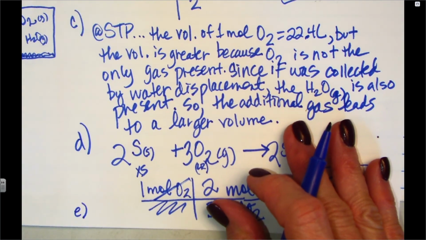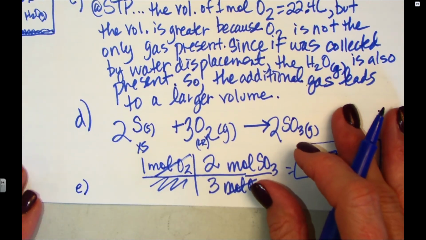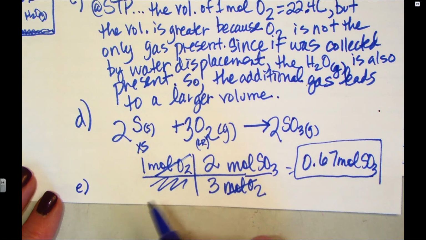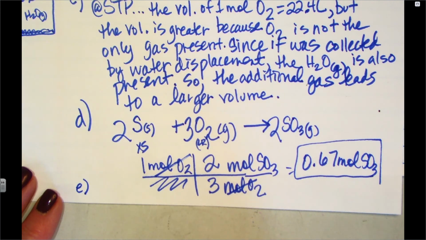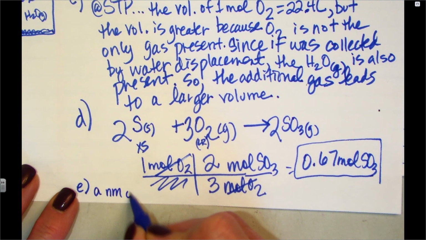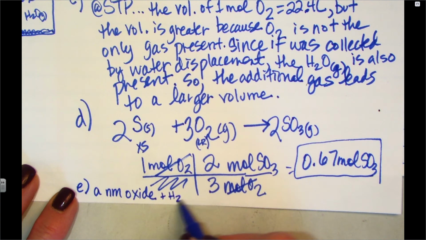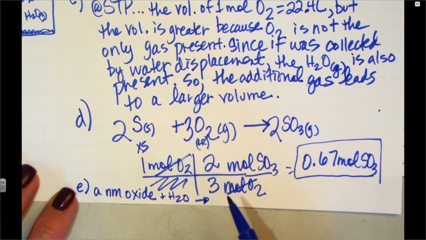Hopefully I can. This is something that we'll talk about in more detail in the acid-base unit, but we will learn that if you ever have a non-metal oxide, whenever it dissolves in water, it's always going to produce an acid.